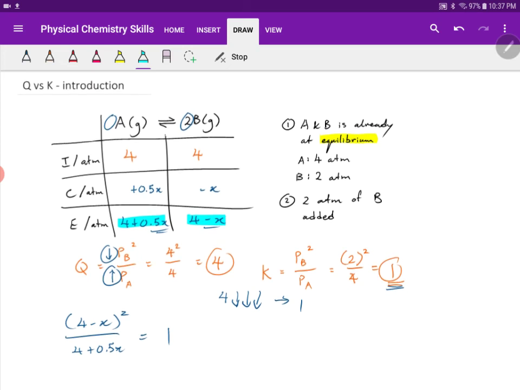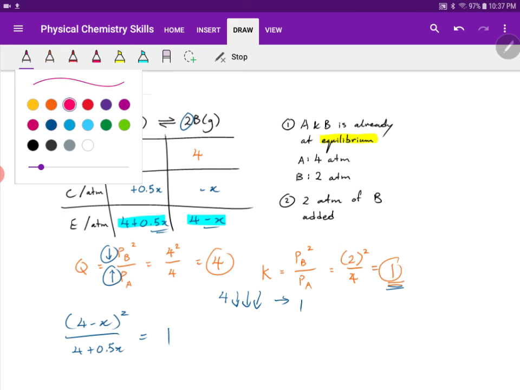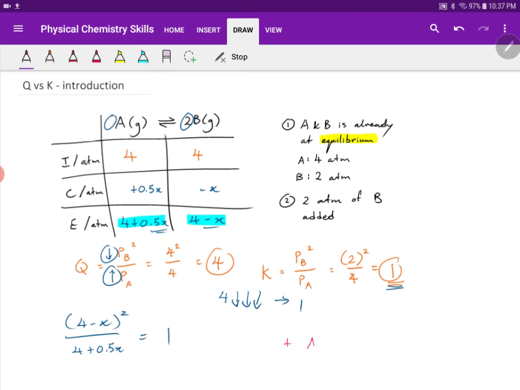Alright, so based on this question that we have, we are going to introduce another new scenario, and this is one of the things that confuses a lot of students. So there are questions that talk about the addition of argon gas, where argon is unreactive, it is inert. So let's say I add 2 atmospheres of argon into this system.